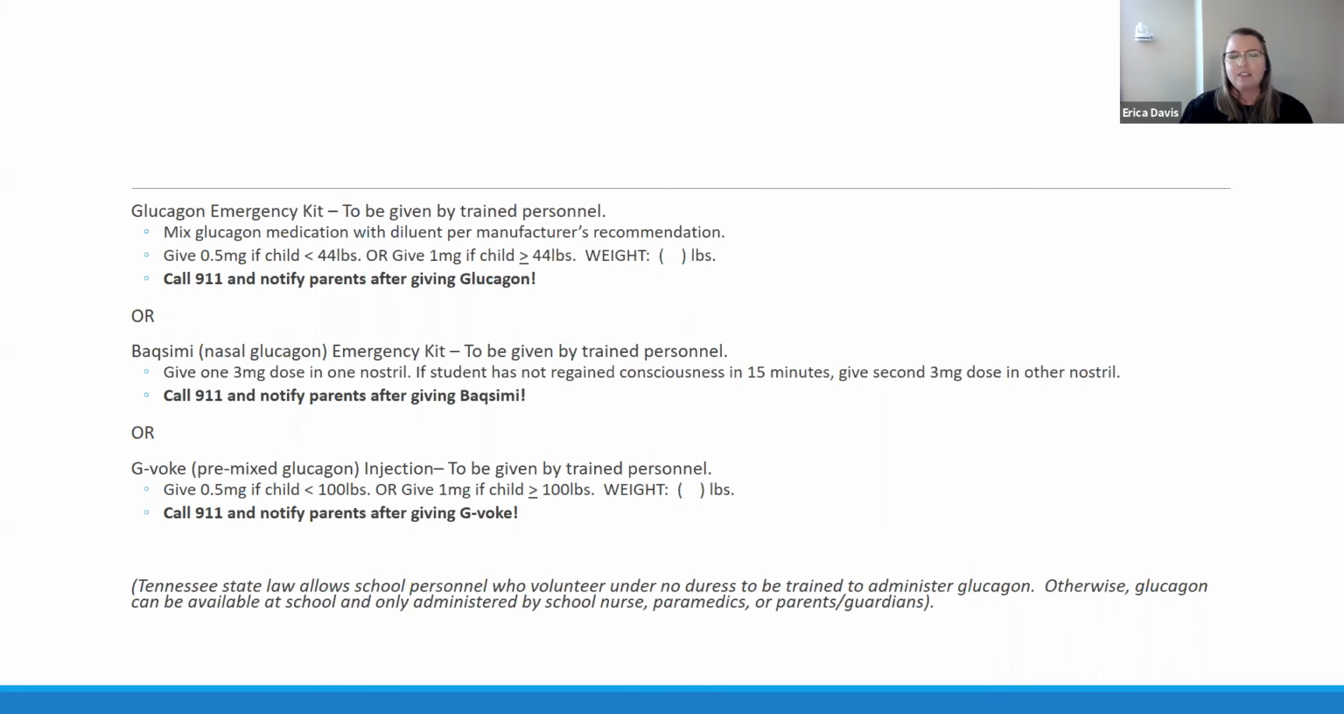The biggest thing with this is if you administer any of these treatments, you're going to have to call 911 and of course communicate that with the parents as well. And so there's a few other things on there, but it basically has kind of lined out exactly what you need for this. And I'm going to hand it over to Madison so she can tell you more about the insulin therapies.